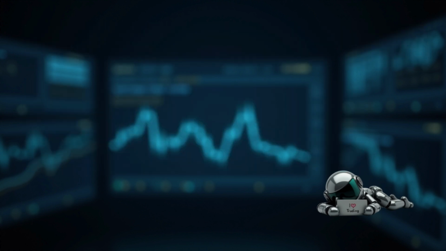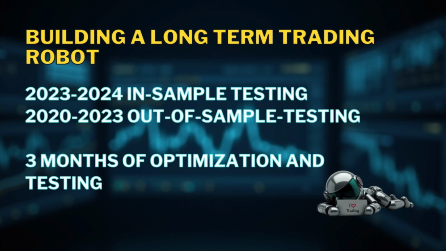Building a long-term trading robot. So this is very, very difficult, I appreciate. So what we did was we made sure that all our in-sample testing, so this is all the historical data that a trading robot can see in a backtest and through the optimization process, was between 2023 and 2024.